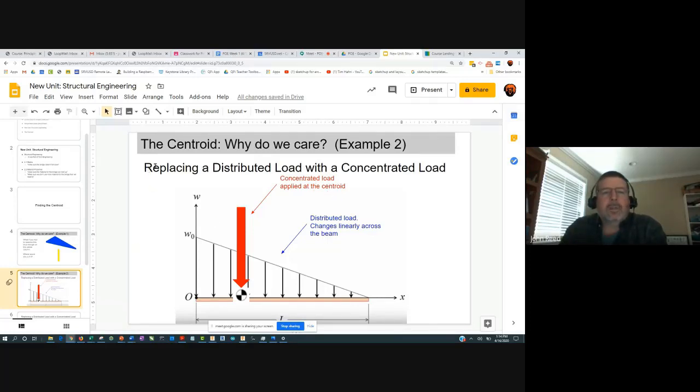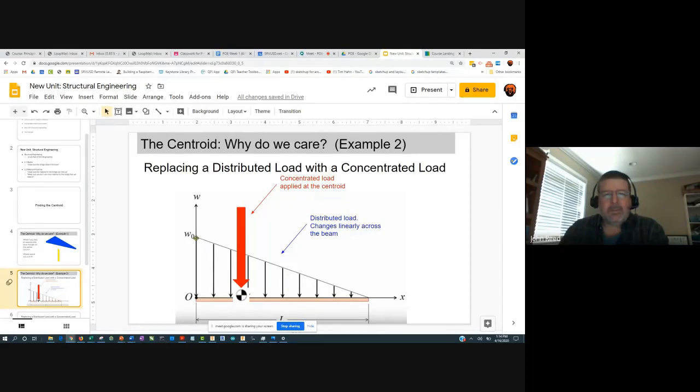What it means is that we can replace a distributed load with a concentrated load. So we haven't talked about the definition of any of these things, so let's do that briefly now. A distributed load would be shown down here. We've got this piece of wood. It's a beam. It's a horizontal piece of wood maybe.